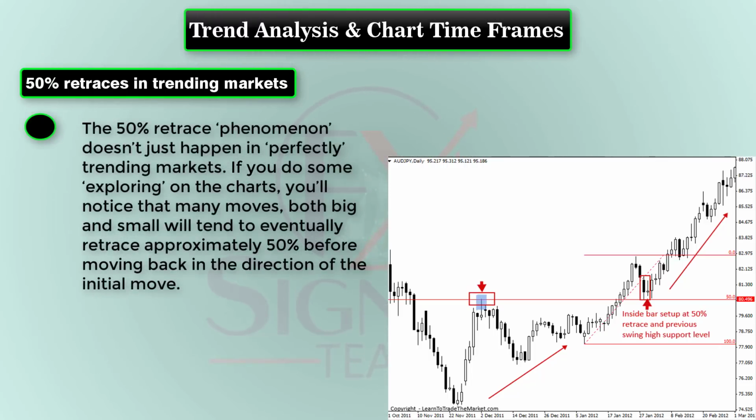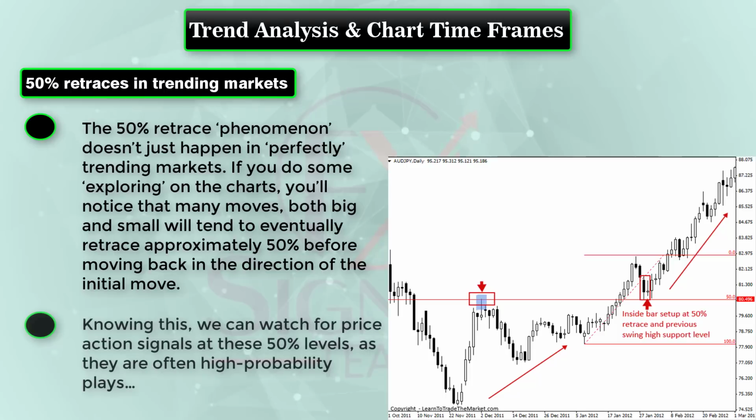The 50% retrace phenomenon does not just happen in perfectly trending markets. If you do some exploring on the charts, you will notice that many moves, both big and small, will tend to eventually retrace approximately 50% before moving back in the direction of the initial move. Knowing this, we can watch for price action signals at these 50% levels, as they are often high probability plays.